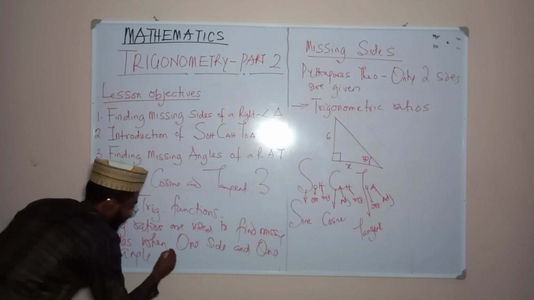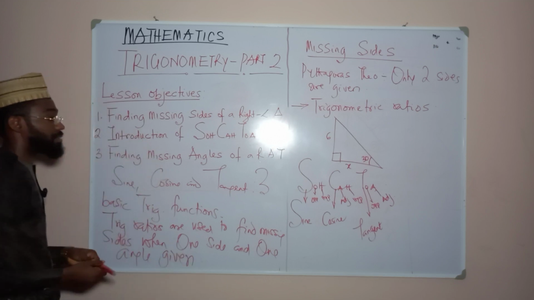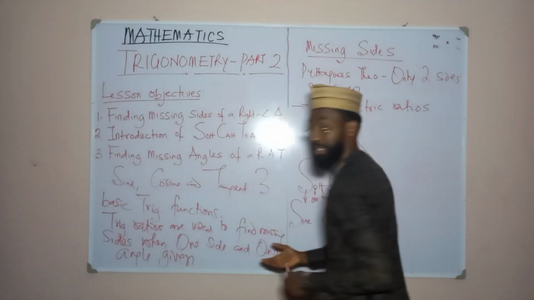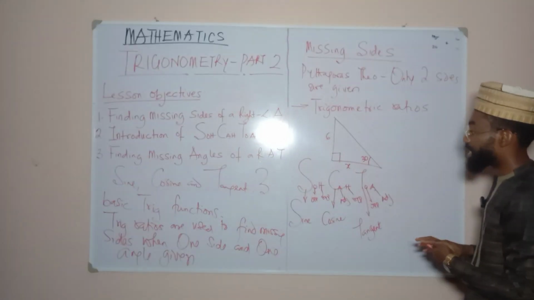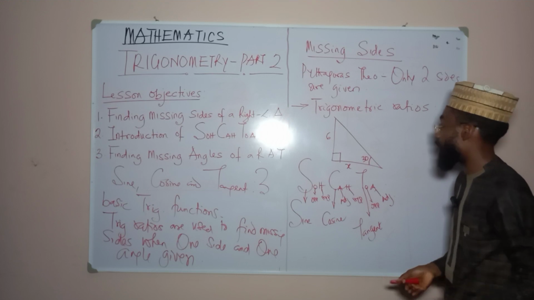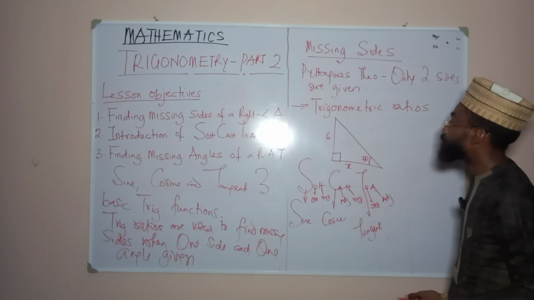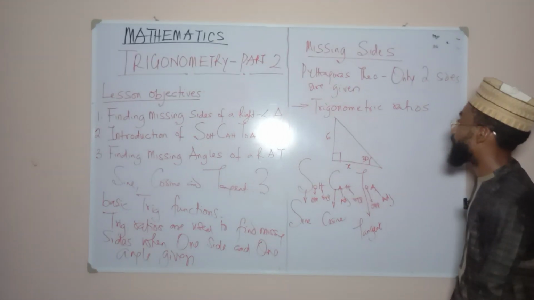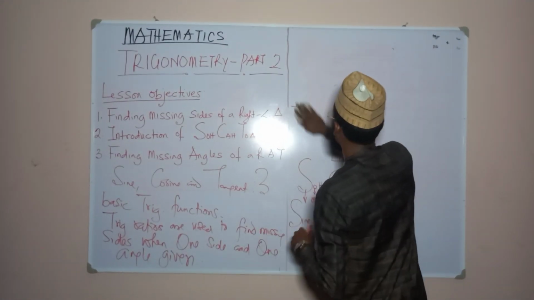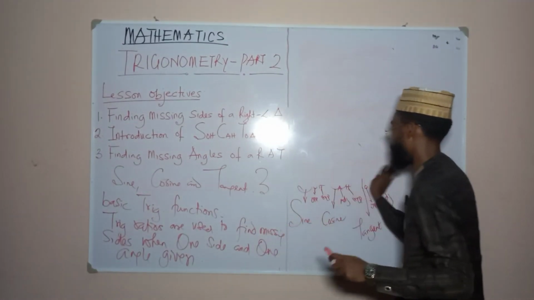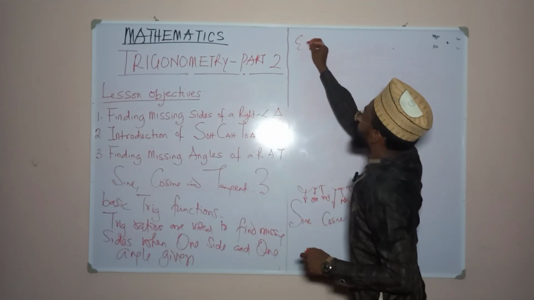When one side and one angle is given. So please take note of the condition in which we use the trig ratios, which is SOHCAHTOA. Now, how do we use this SOHCAHTOA? That's the question. Let's take a simple example. Please pay attention.